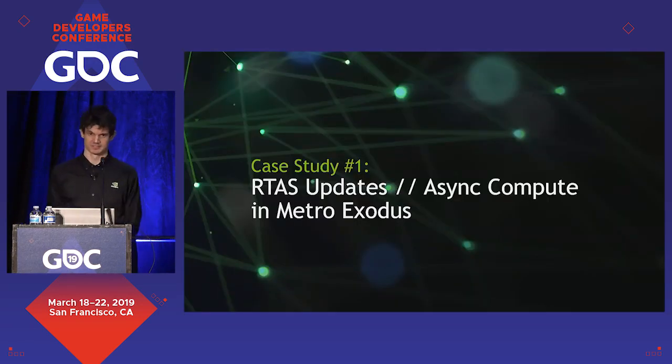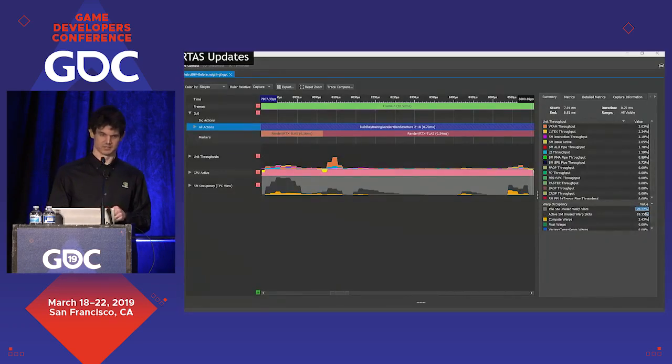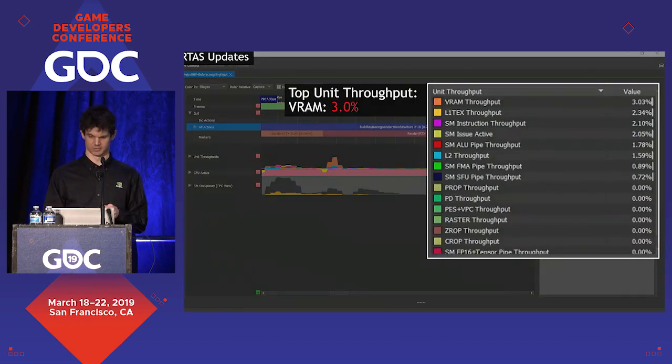Now, I've got some case studies, because I told you all about the method at this point, but let's see how it applies to many different workloads to get a sense that it actually really works. This is Metro Exodus, the DXR ray tracing acceleration structure updates. Those are running with a very low top unit throughput, VRAM at 3% of its maximum throughput. So we want to get that up.